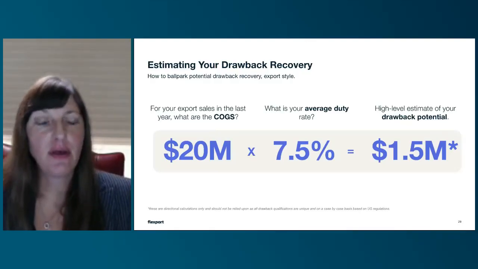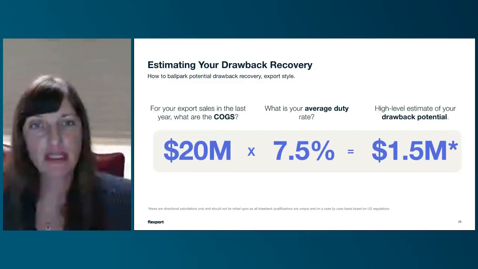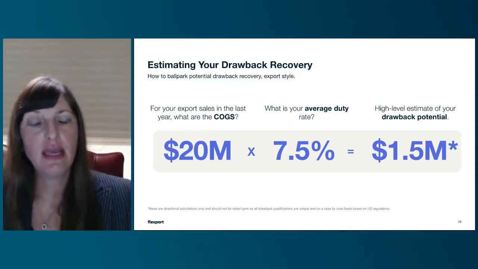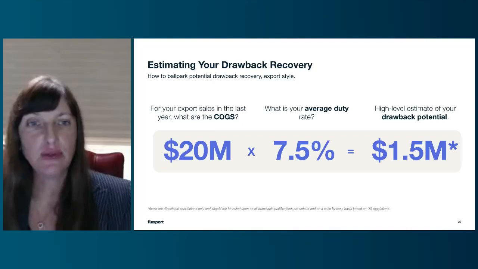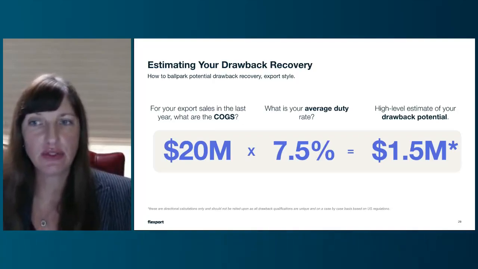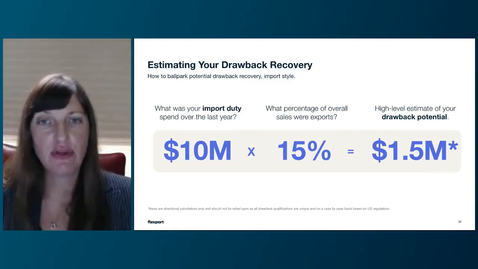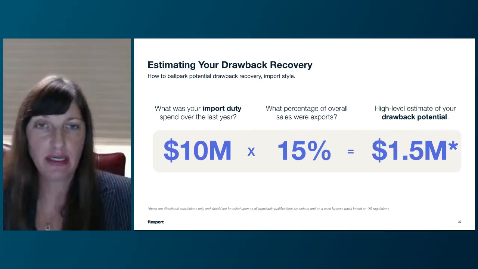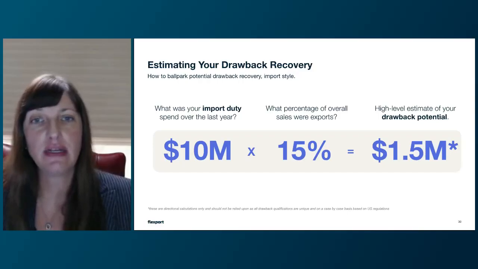One way to get a ballpark estimate and set a reasonable starting point on what your annual drawback recoveries might look like is to take your import duty spend over the last year and multiply that by the percentage of your overall sales that were exported. This will give you a high-level estimate of your annual drawback potential. Another way is to look at the cost of goods sold for your exported sales for the last year, or up to the full 5-year claim period, and multiply that by your average duty rate paid on your imported goods, and again, we'll get a high-level estimate of your drawback potential.